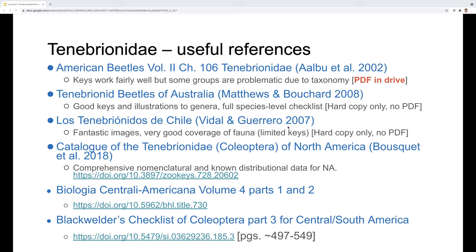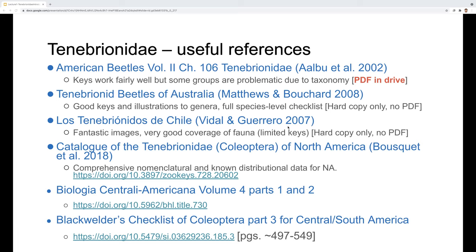For North America, which we will be talking about, we have a recent catalog of the Tenebrionidae of North America, 2018. It's a comprehensive nomenclatural work that also summarizes some of the known distributions. And this is Pananos North, and it's available open access online. So we have that as a resource. Also regionally, we have the American Beetles volume for Canada and the United States.